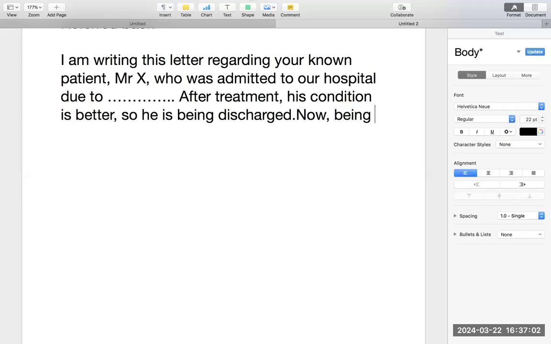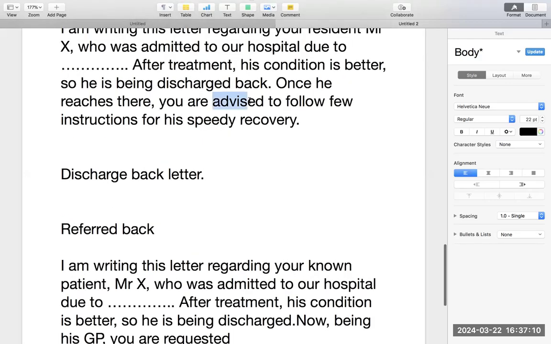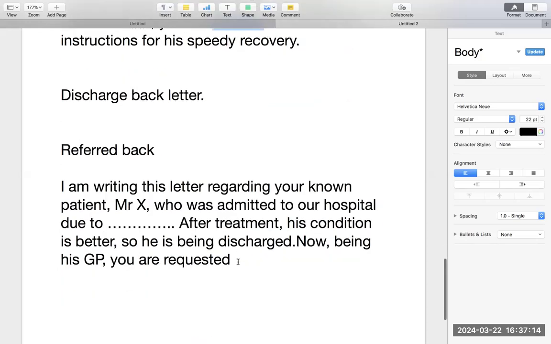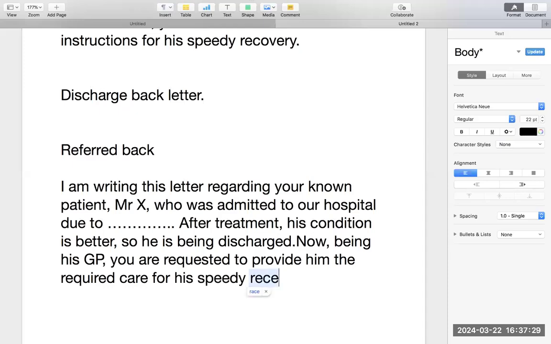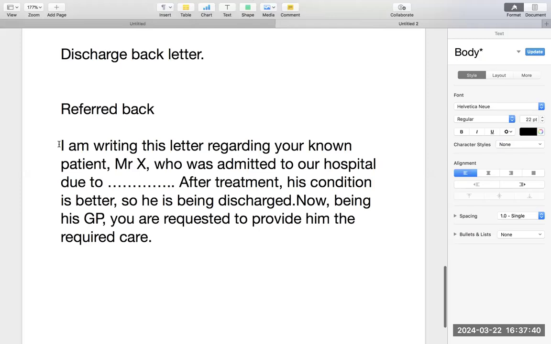Now, being his GP, you are requested, because a GP we request. In this case, we advise because we can advise the nursing home people, but a GP is a doctor, so you would request. Now, being his GP, you are requested to provide him the required care for his speedy recovery. That is what you can tell his GP. And this speedy recovery phrase is not mandatory. You can remove it if you don't like it or if it does not fit in your letter. So the main purpose is regarding your known patient, Mr. X, due to this, better, so he's being discharged. Now being his GP, you are requested to provide him the required care. If the follow-up care word is given, remove the word follow-up care.